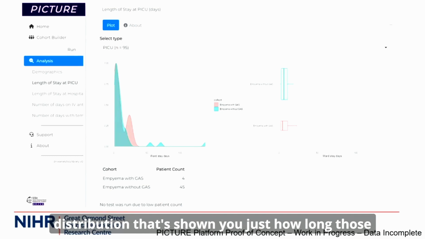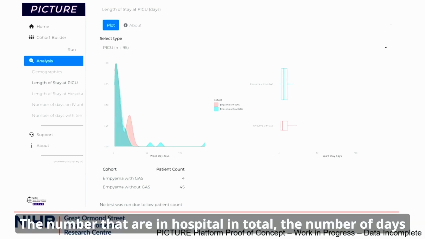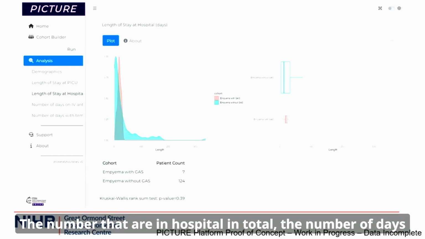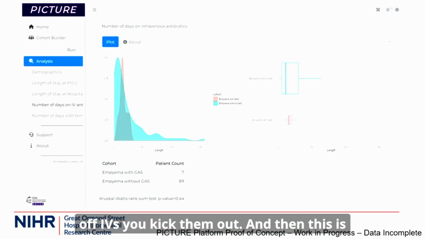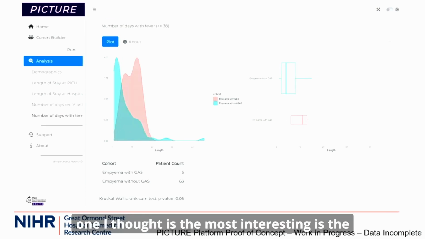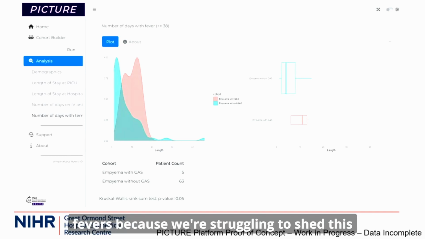We've got a probability distribution that's showing you just how long these children are in hospital. In PICU, how long they're in hospital in total, the number of days of IVs you would sort of expect, because as soon as they're off IVs, we kick them out. And then this is my one that I thought the most interesting, the number of days of temperature. So these kids are sicker because they keep having fevers because we're struggling to shed this really nasty invasive infection.